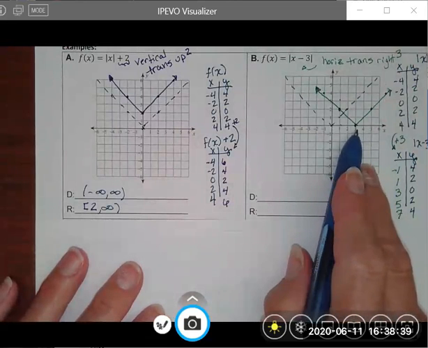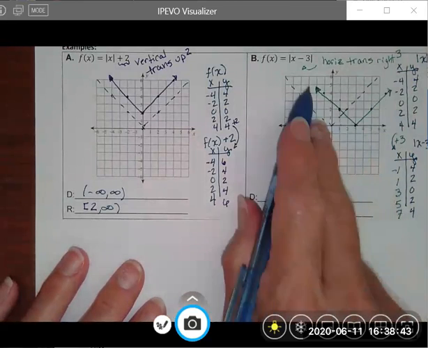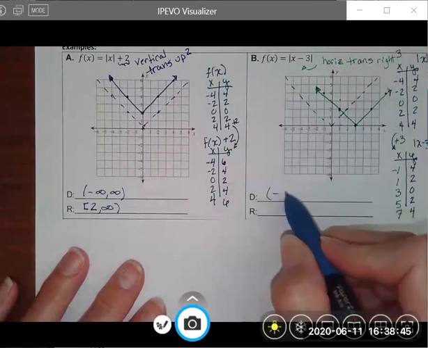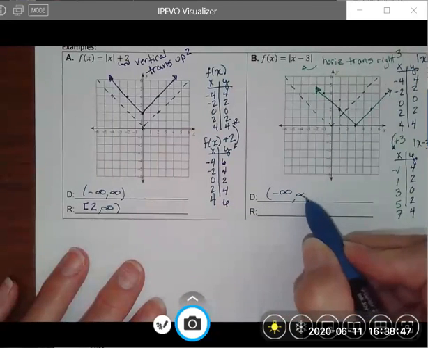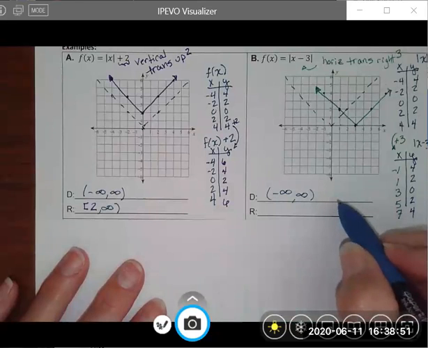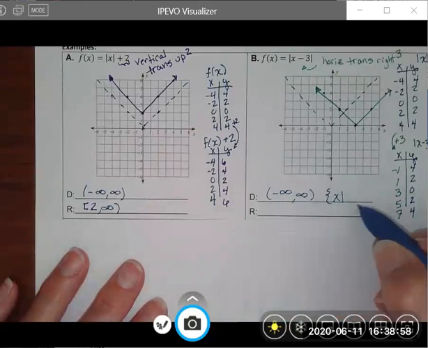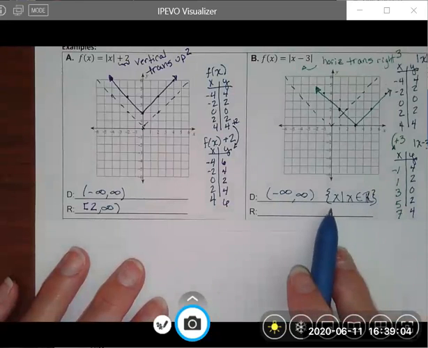Even though it's a horizontal transformation and horizontal changes the x values, I still am going to infinity in both directions. So I'm going to say -infinity to infinity. If you like it, you could say that x is, if you use set builder, x such that x is an element of all real numbers. If you want to just go crazy and try something different.